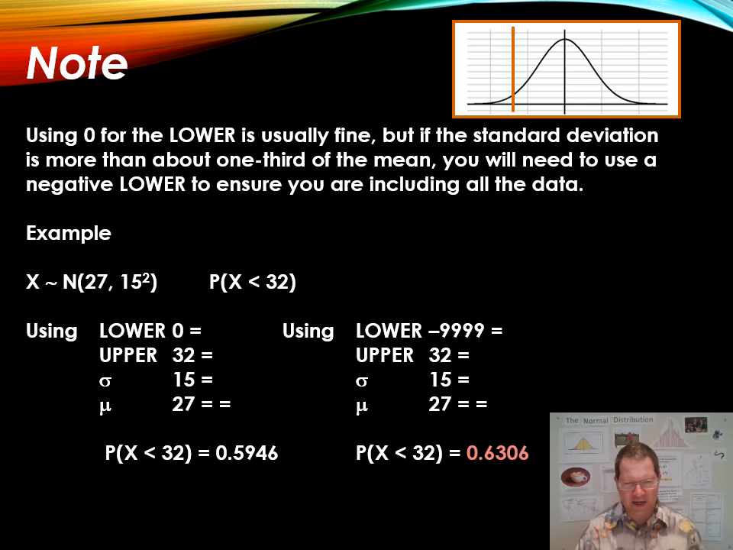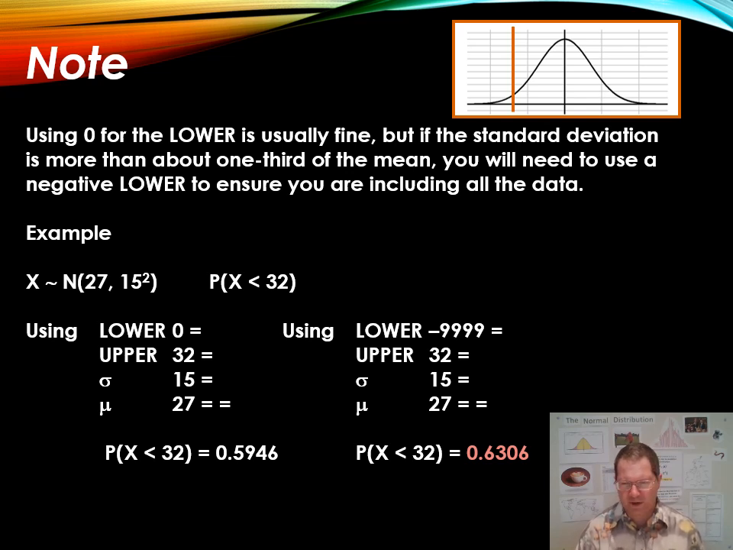Let's say that we have x, which has a normal distribution with a mean of 27 and a standard deviation of 15, and we want to find the probability that x is less than 32. If I do what I've been doing already and use 0, so my lower is 0, my upper is 32, my standard deviation is 15, my mean is 27, my calculator says the probability that x is less than 32 is 0.5946. And you might just write that down and assume it's correct.